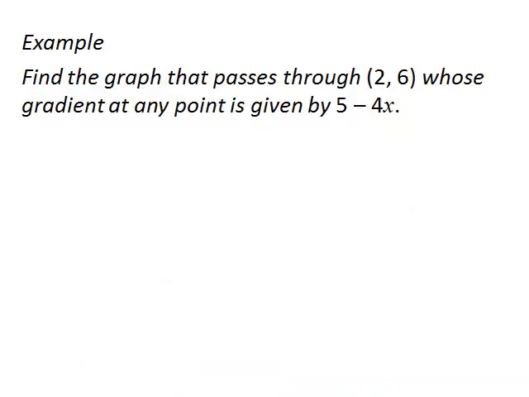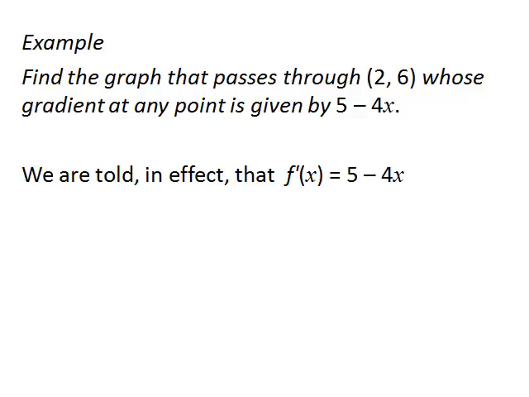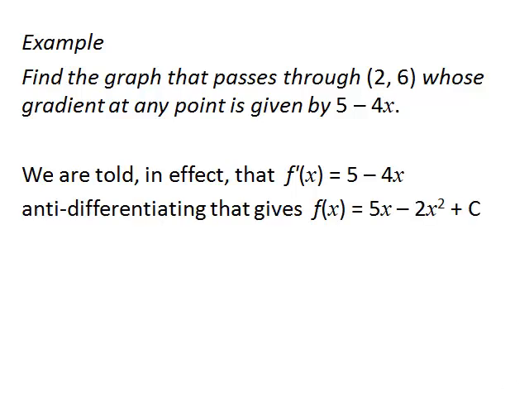Do another one. Find the graph that passes through (2, 6), whose gradient at any point is given by 5 minus 4x. We are told in effect that is our gradient function. We anti-differentiate that, and we get the original function. Add a power of x and divide by its power, divide by 1, at a power of x, so we put x squared and divide by the 2, and then our constant.